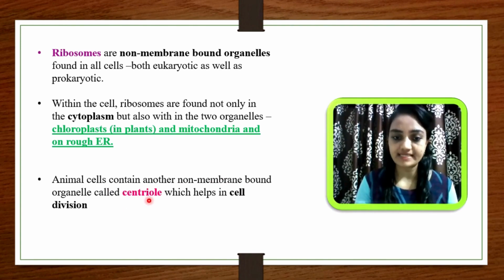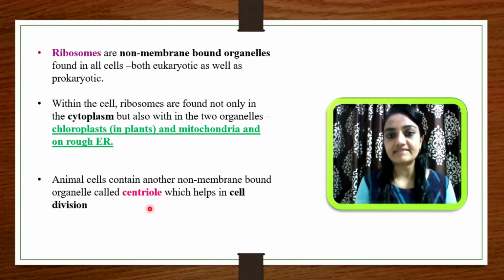Animal cells contain another non-membrane-bound organelle called the centriole, which is absent in the plant cell. It helps in cell division. In chapter 10, we will discuss how the centriole is very important during the cell division process. So the centriole is found only in the animal cell, not in the plant.